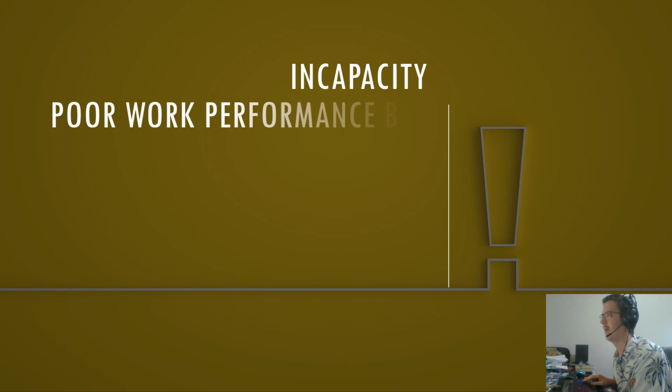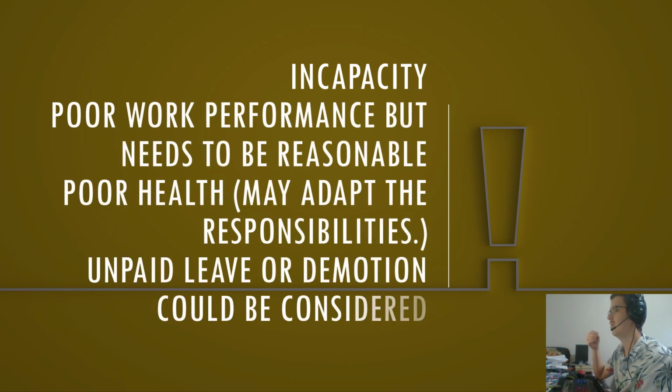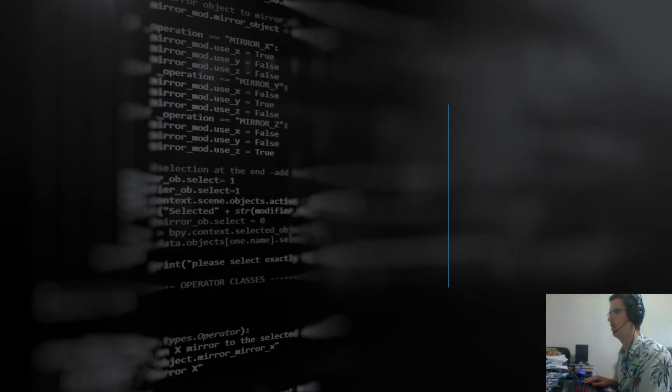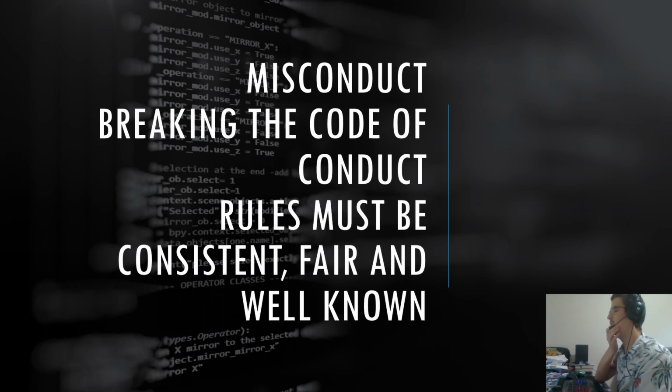So if you are going to be fired for incapacity, you need to be shown that it was a reasonable job. You may not be allowed to dismiss someone because of their health, or you could rather take unpaid leave or demote them if necessary. Okay. But you've got to make sure with the previous one that it was reasonable and that you took measurable steps to help them.